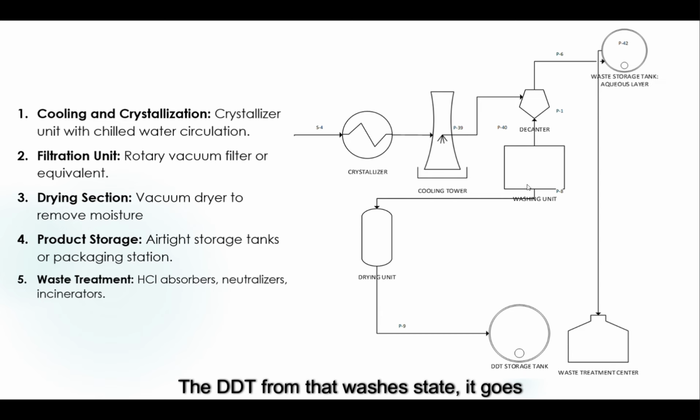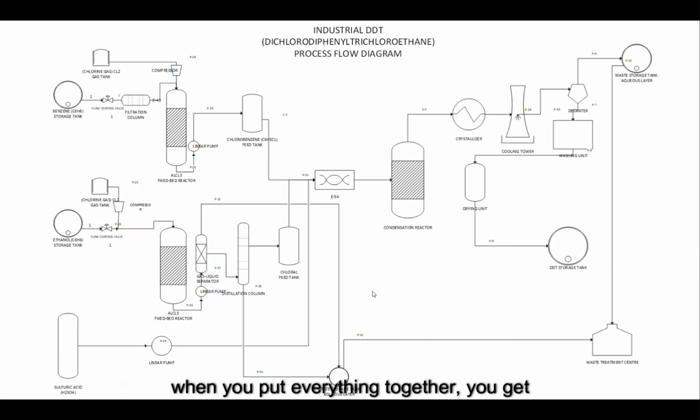The DDT from that wash stage goes into the drying unit. So it's not really a crystal, it's more of a powder. So that's more about getting rid of the intrinsic water. From there it goes down into the DDT storage tank. So, very simple process, very effective. Very cool. So when you put everything together, you get this beautiful, elegant, yet simple diagram. From the feed section on the left to the mix section in the middle, and then your processing section on the right.